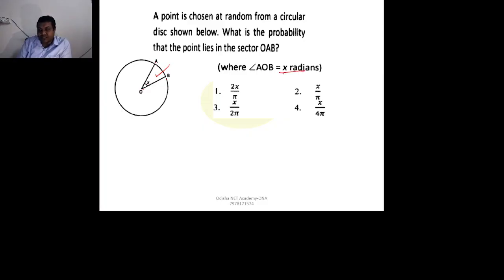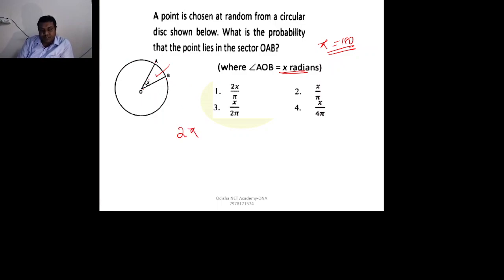Angle is given x radian. Pi radian is equal to 180 degree. Do you know? Pi radian is equal to 180 degree. Remember. So what is the total angle around O? 2 pi. 360 degree means 2 pi.